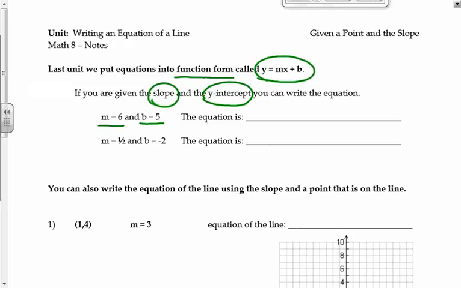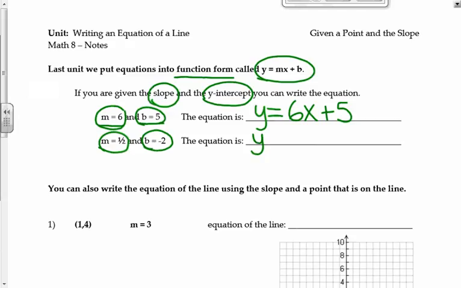If you are given a slope and a y-intercept, you can simply substitute each number into the equation y equals mx plus b. You can write the equation as y equals, instead of your m, you're going to replace it with the 6 from right here, 6x plus, and then instead of the b, you're going to substitute in the b that you have right here of 5. If we see the next example, they give us a slope of 1/2 and a b of -2. So to write the equation of that line, you're going to say y equals 1/2 x minus 2. So that is how you write an equation when you are given the slope and the y-intercept.